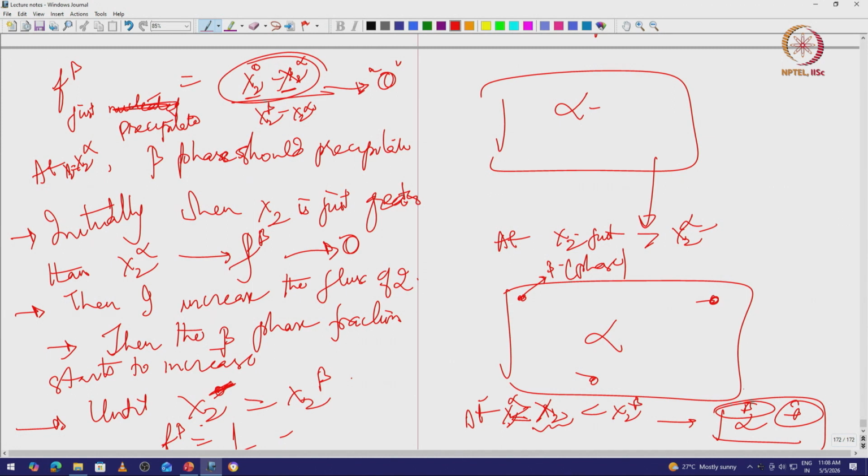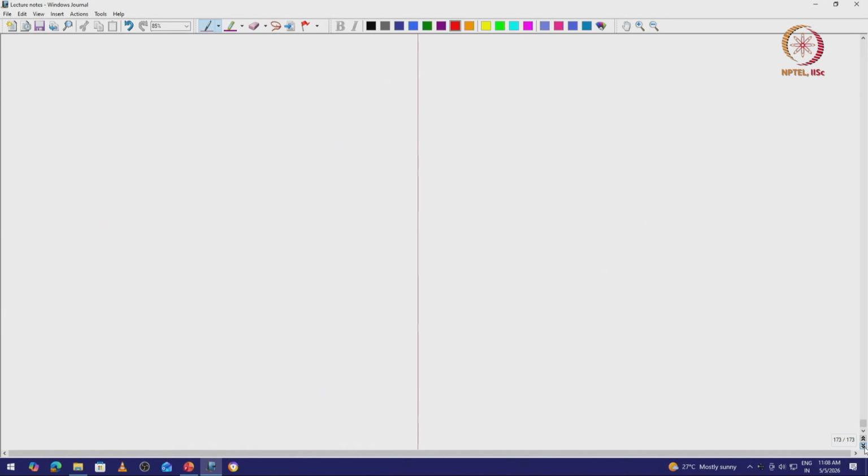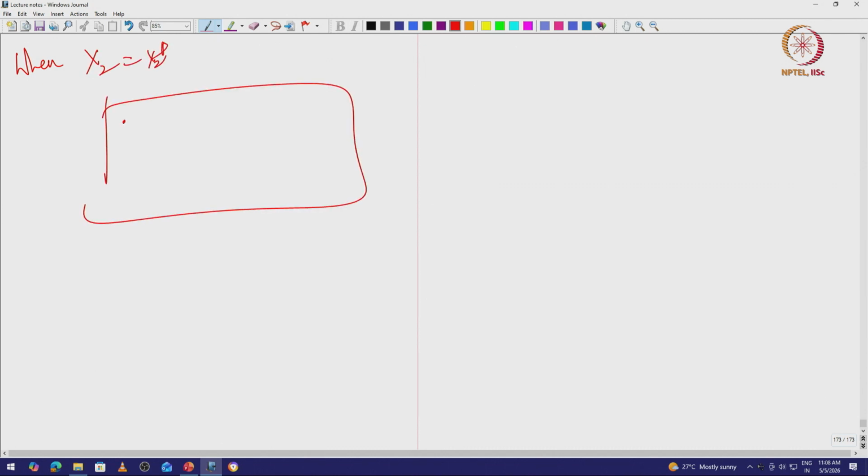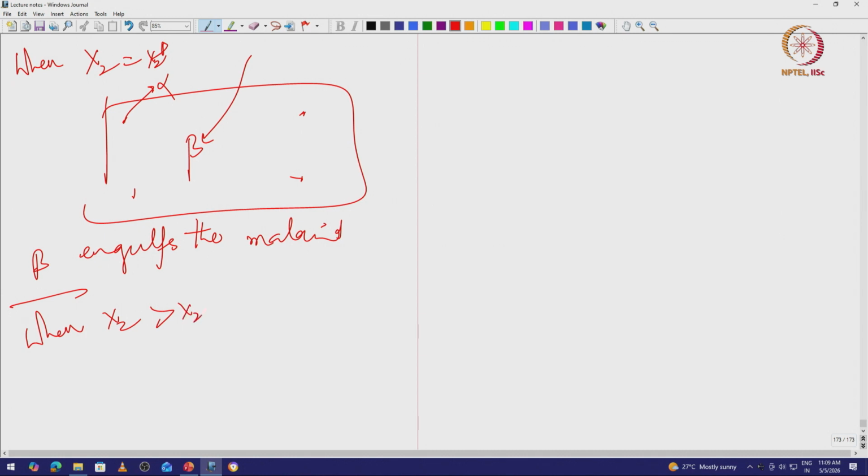So a significant amount of beta has already formed, and when x2 equals x2 beta, I have very little alpha phase. So this is my alpha phase now and the rest is beta. So beta engulfs the material. And when x2 is greater than x2 beta, it is completely beta, complete full beta, f of beta equal to 1. Okay. So this is how I interpret this G versus X phase diagram.